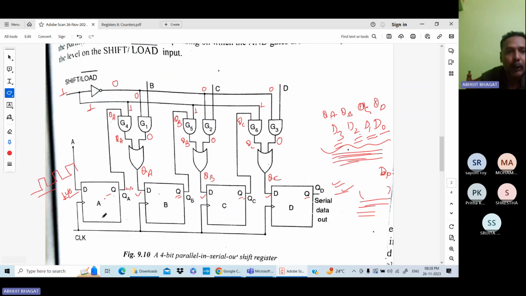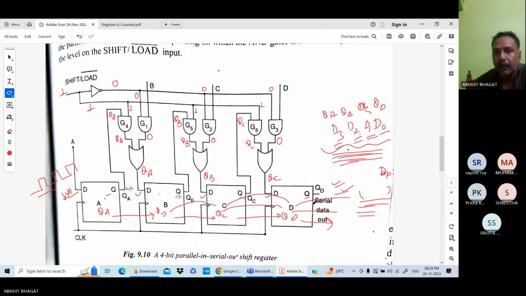Initially it is loaded. Initially when data is loaded, here QA, here QB, here QC, here QD. Then I give 1 here, your QD will be out, QD will be out and QC is shifted to this one, QB is shifted to this one and QA is shifted to this one. After loading the data, next clock pulse, this QD is out, this is shifted to this, this is shifted to this, this is shifted to this. Again next clock pulse, this QB is shifted to this one, QC is shifted to this one, QD is out. Again next clock pulse, QC is shifted to this one and QD will be out.